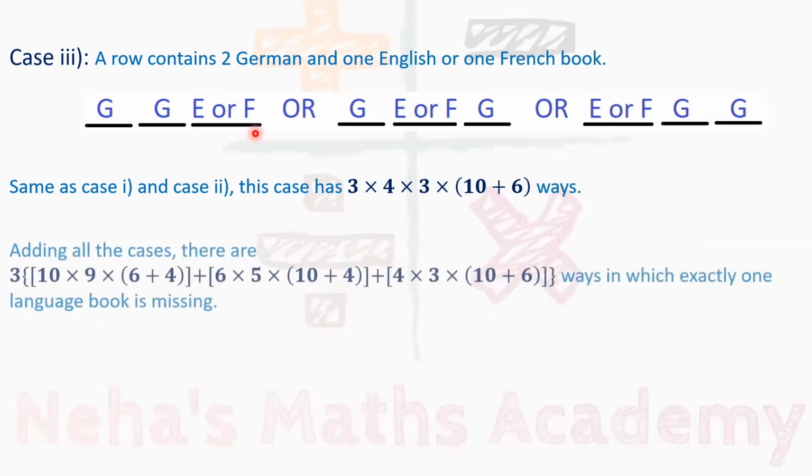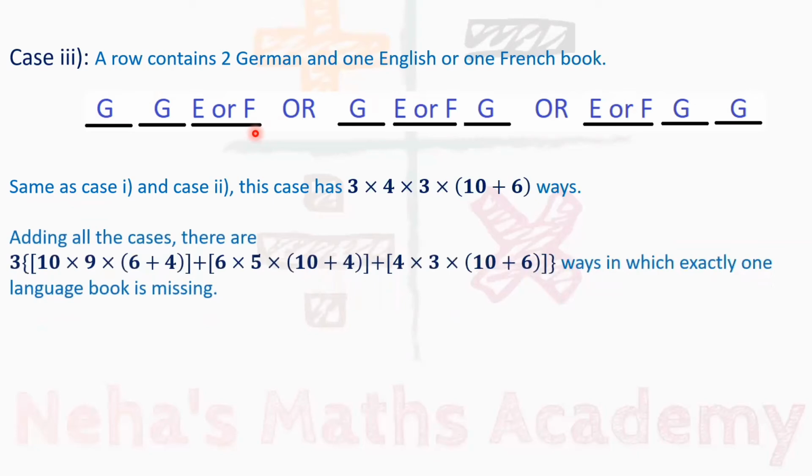Now, by addition of all these 3 cases, we will get our desired answer, that is 3 multiplied by 10 into 9 into (6 plus 4), plus 6 into 5 into (10 plus 4), plus 4 into 3 into (10 plus 6) ways in which exactly 1 language book is missing.